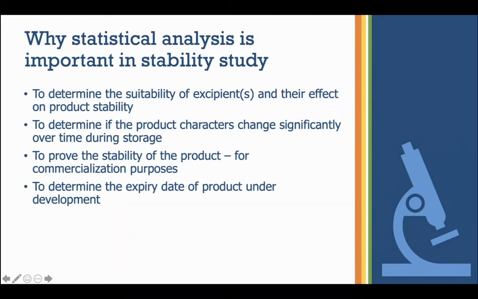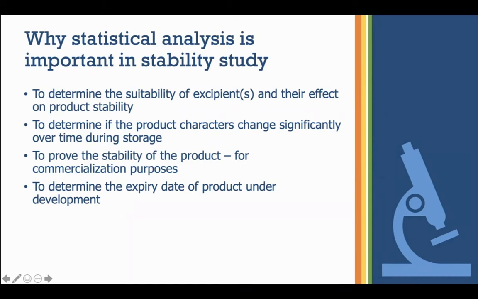So through this kind of statistical analysis, we will be able to determine the suitability of excipients and their effect on product stability. As an example, product A has excipient 1 and product B has excipient number 2. So you formulate the product and you put them in the stability chamber. After certain storage time, you take out the sample of the product and you test the product.